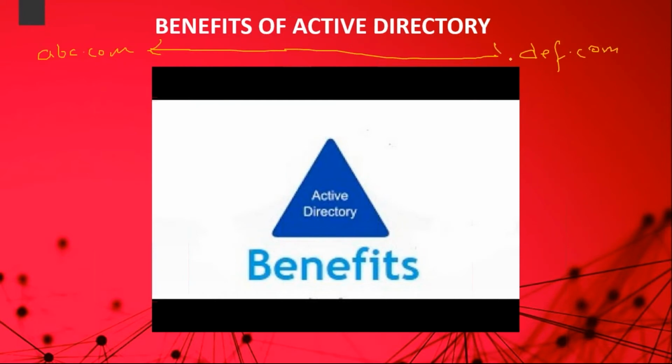Two-way trust means this: the users inside domain 1 will be able to access the resources in domain 2, and the users in domain 2 will be able to access the resources in domain 1, right? So that is the one-way and two-way trust. Now we were talking about the benefits, so this was something deep into the benefits.